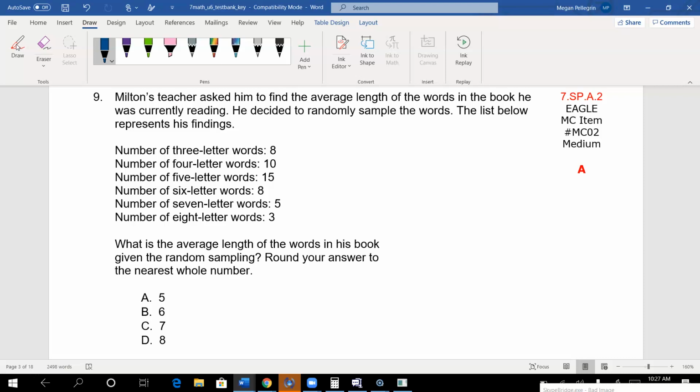So you might think to do 8 plus 10 plus 15 plus 8 plus 5 plus 3. However, because we are looking for the length of the words, the fact that it's a 3-letter word and a 4-letter word is actually very important. So let's look at this data in a different way.